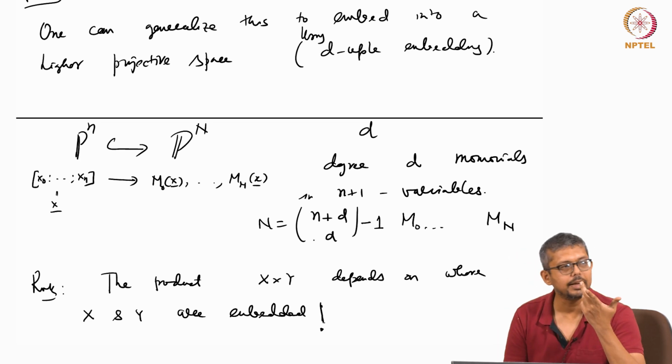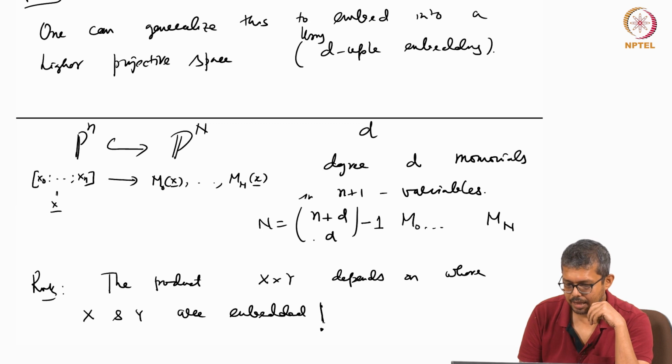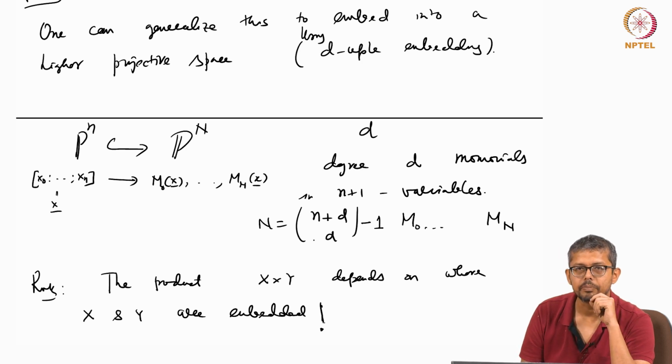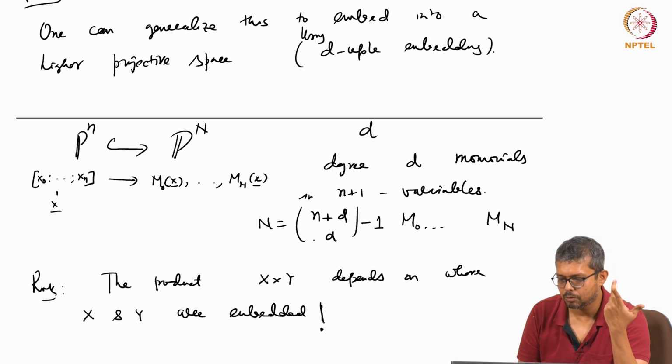Where the affine case it was not. No, I think n plus d choose d. Number of monomials of degree d in n plus 1.